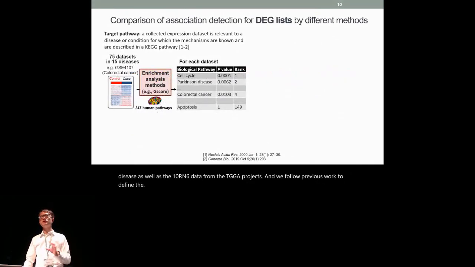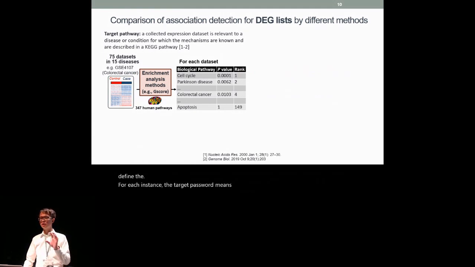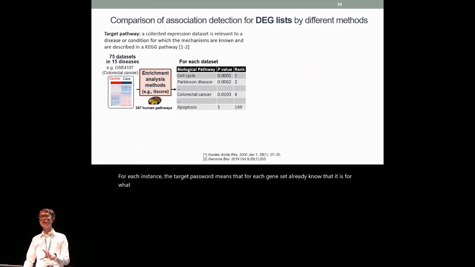The target pathway means that for each gene set, we already know what kind of disease or condition it is for, and it has a corresponding KEGG pathway. The pathway for this gene set we call the target pathway.